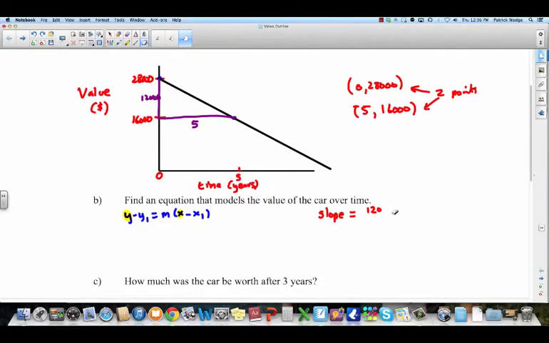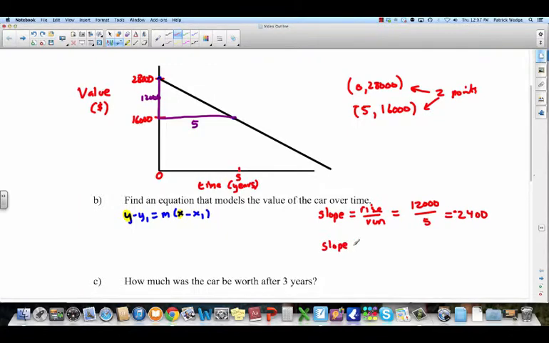I'll put rise over run here. Our slope is equal to rise over run, which is 12,000 for a rise over a run of 5. And if you divide those, you get 2,400. Except for one thing. Look at this line here. This is a negative slope, so it'd be negative 2,400. That's our slope.